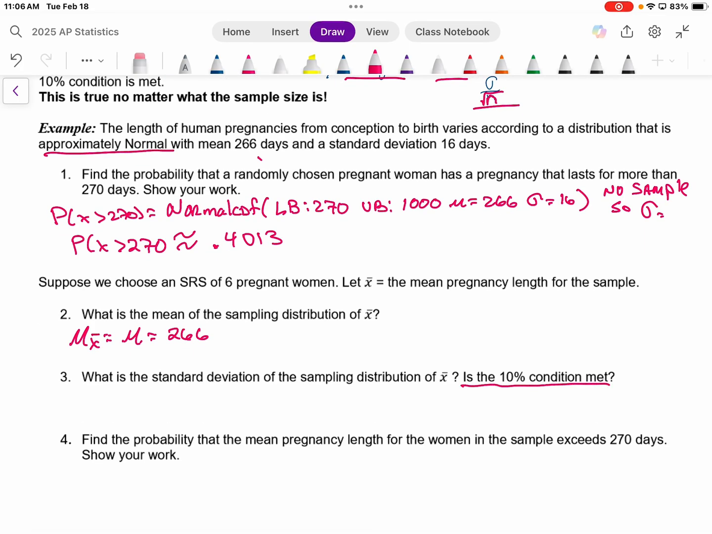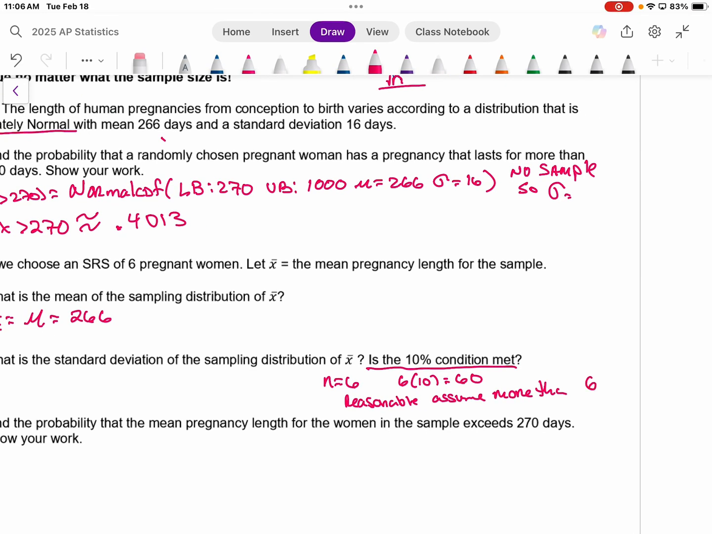We've got to check the 10% condition. So if n is equal to 6, then 6 times 10 is equal to 60. Reasonable to assume more than 60 pregnant women.